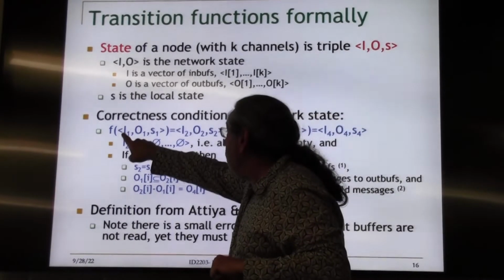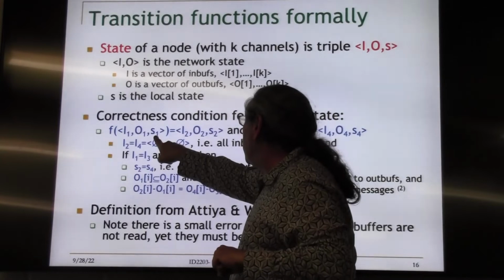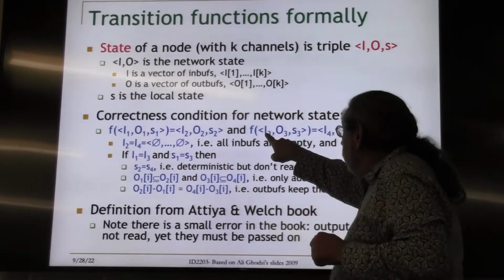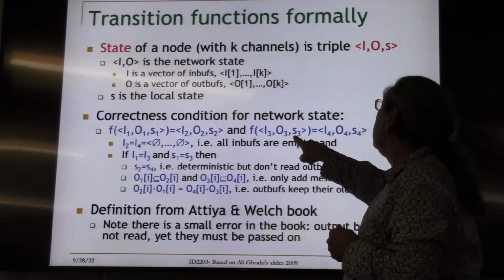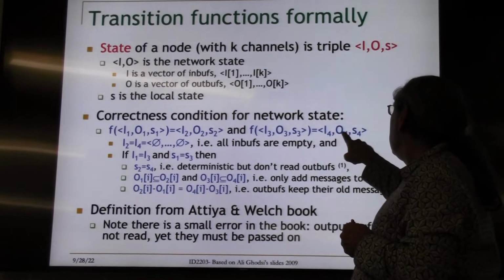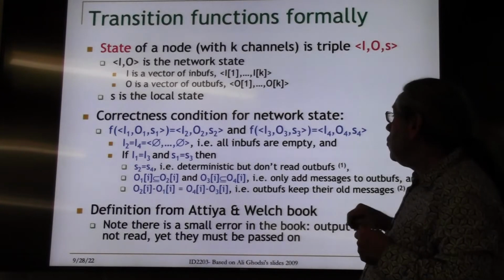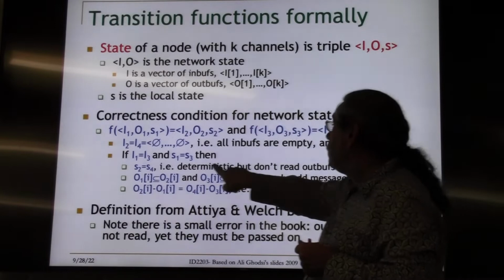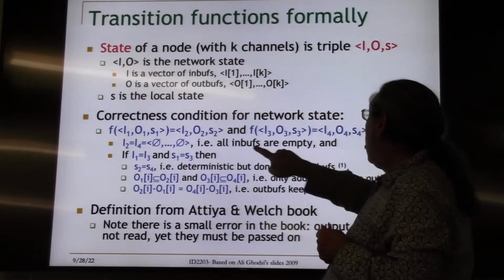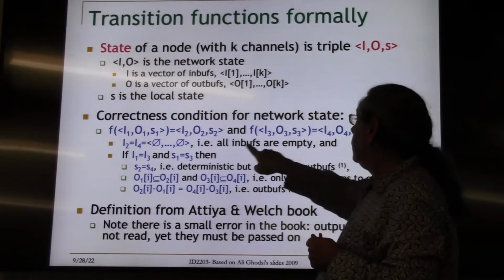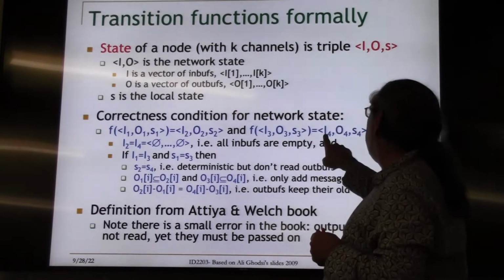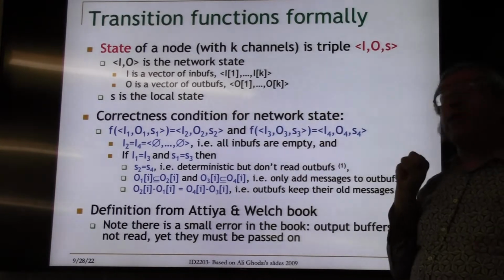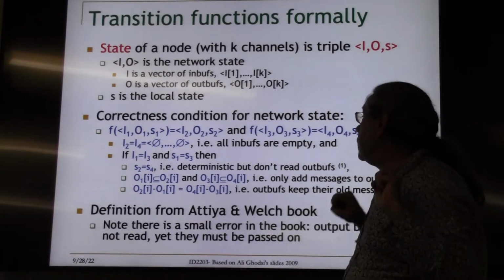Assume that we have I1, O1, S1. This gives I2, O2, S2. Assume we have another state, I3, O3, S3, giving I4, O4, S4. So what are the correctness conditions? There are actually 4 conditions. First condition, all in-buffs are empty after. So I2 and I4 must be empty, okay? Which means we have read all the incoming messages.